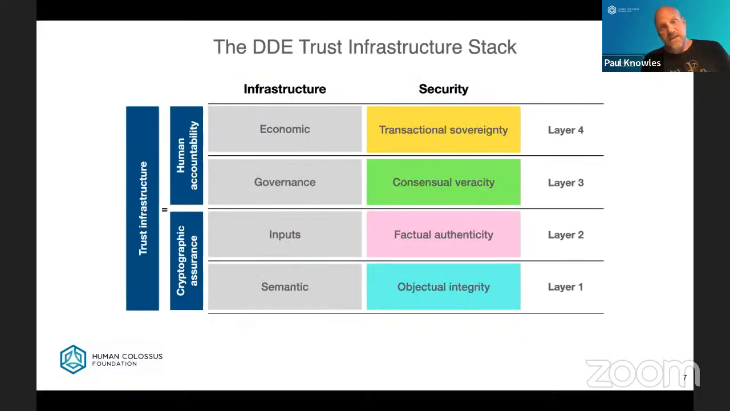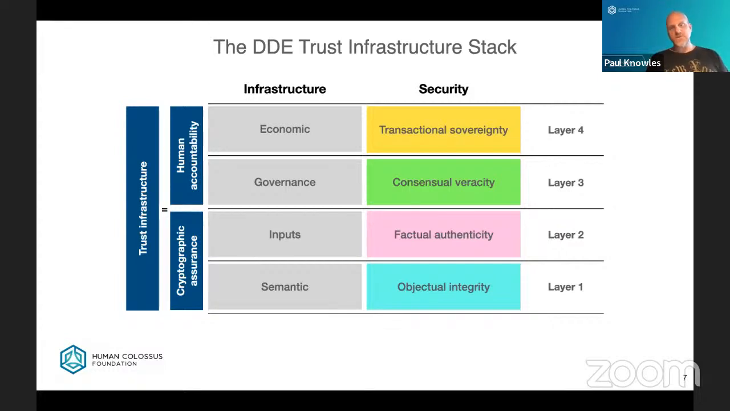We have a stack at Human Colossus that we built, the DDE Trust Infrastructure Stack, and this is very much ordered. We say that if you put rubbish into the system, you'll get rubbish out. So we really start with the semantics and the objectual integrity, and that's about the data harmonization within the ecosystem. Once you have that, then you can look at the factual authenticity, which is about the data provenance, where the data has come from, and having a verifiable or auditable chain of provenance as the inputs domain.